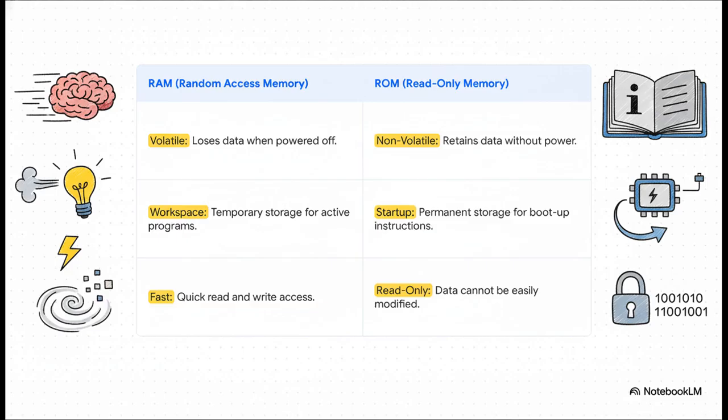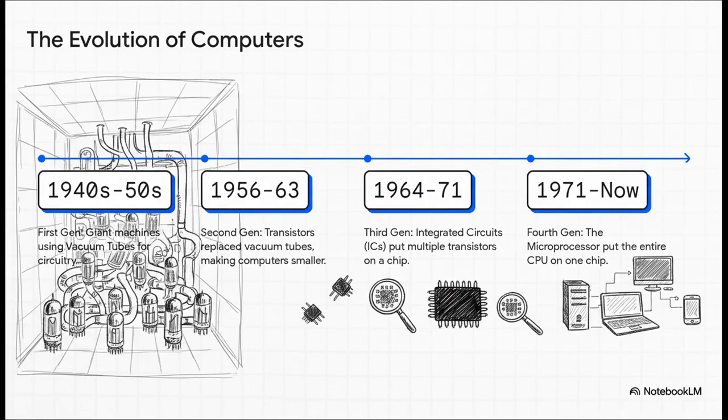It's volatile. ROM, on the other hand, read-only memory, is like the computer's built-in instruction manual. It holds the essential startup instructions, and it never forgets them, even when the power is off. It's non-volatile. So how did we get from computers that filled entire rooms to the powerful devices in our hands?